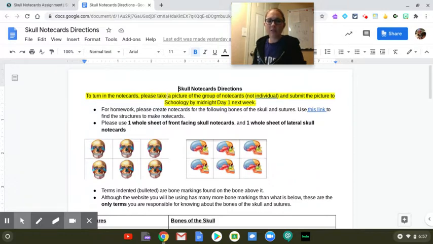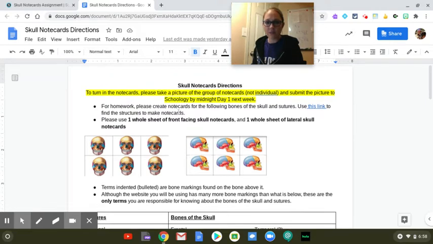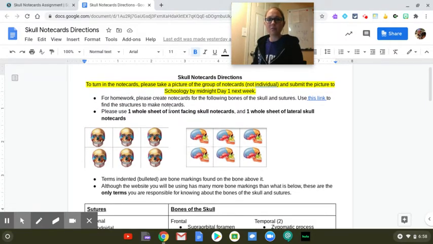So you are eventually going to take a picture of the group of note cards. Don't take individual ones. And submit the picture to Schoology by midnight of day 1 next week. So for you guys, that's Tuesday next week at midnight. So for homework, please create note cards of the following bones of the skull and sutures. Use the link to find the sutures to make the note cards. Again, I will also link the slides that go along with this so that you have another resource to use.